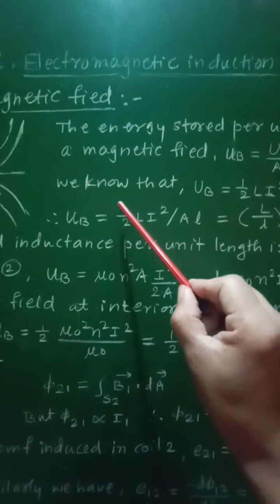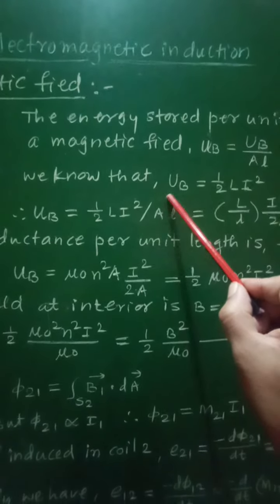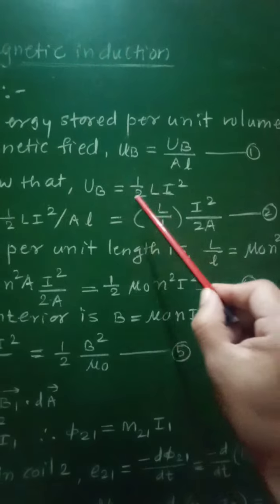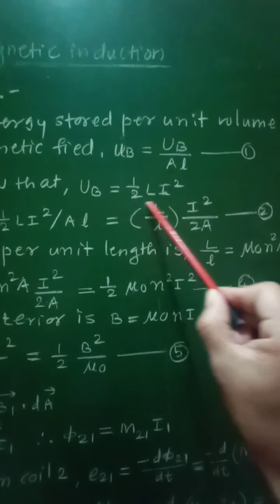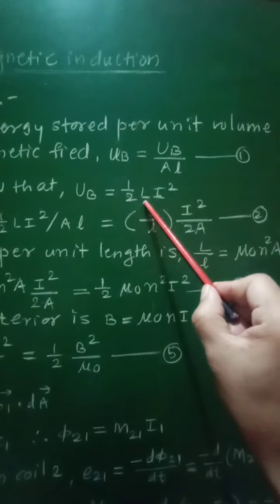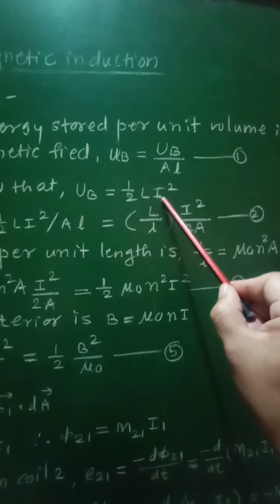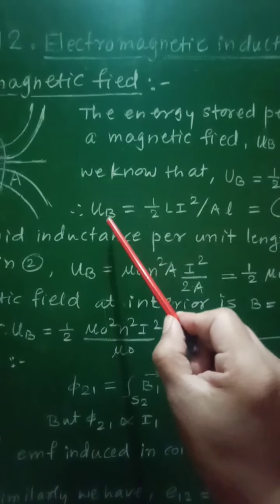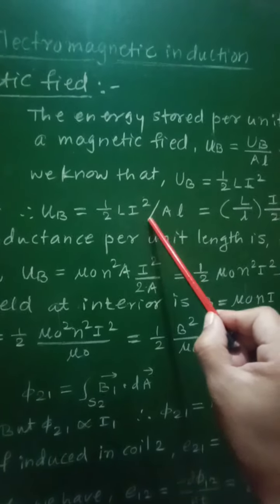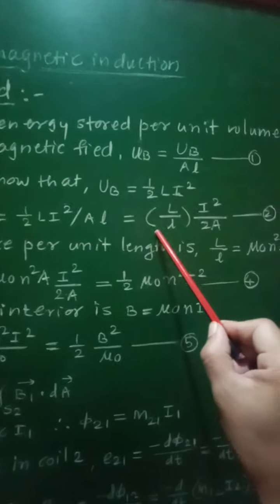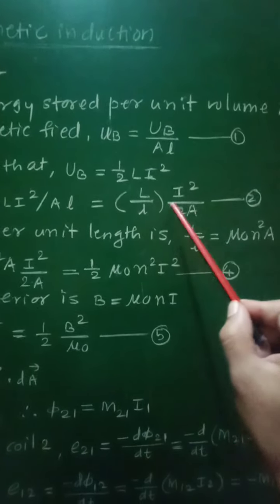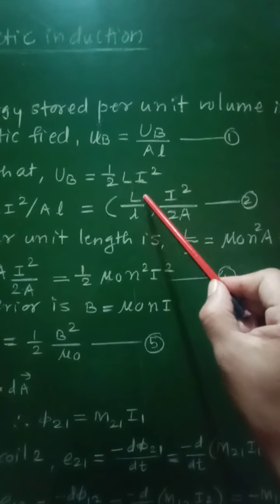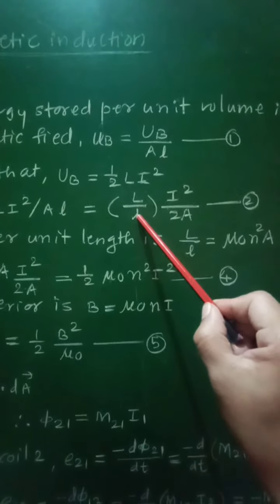Now we know that the energy stored UB is given as half L I square. So energy stored in that solenoid will be given as half L I square, where L is the inductance and I is the current. Therefore the energy stored per unit volume will be given as ub equal to half L I square upon AL. Rearranging the terms, we can write (L by l) into I square upon 2A, equation number 2. This bracketed term will represent inductance per unit length.